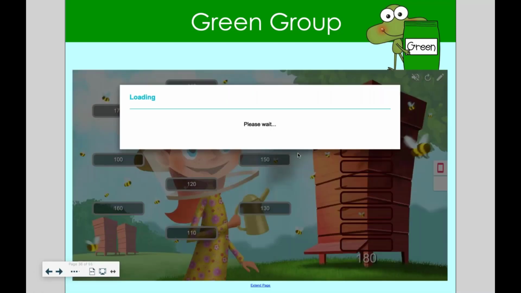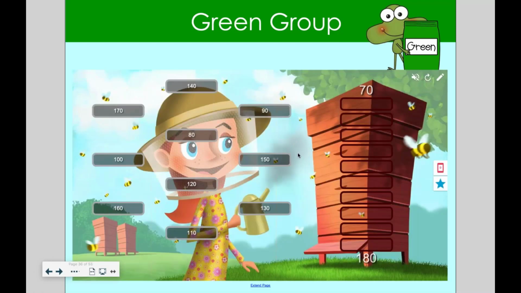So these ones are all designed that they can just be working at their own pace. So again, you can see here, starting at 70, going up to 180, and they've got to look at it and go, okay, all of my numbers are ending in a 0, I must be counting in 10s, and then work it out from there.